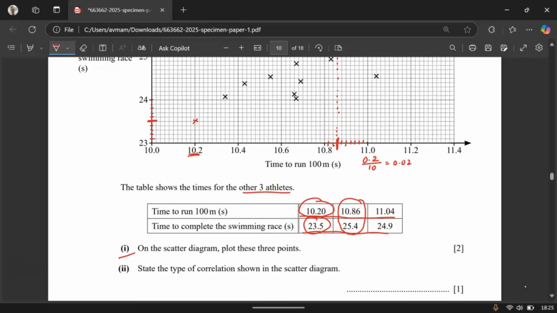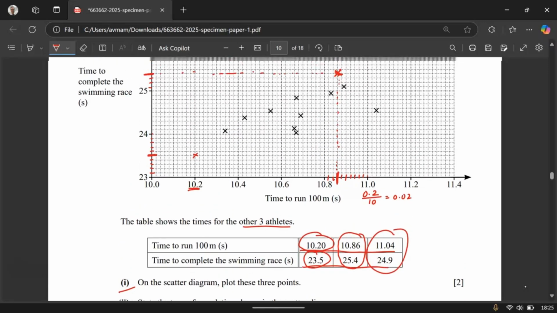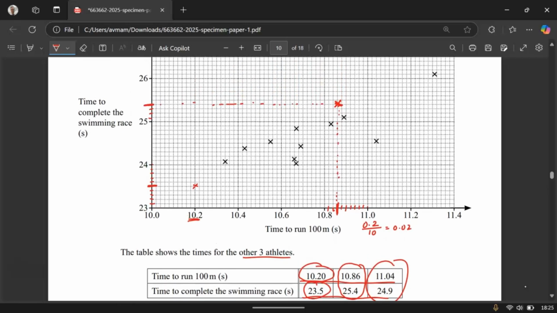Let's look at the third one, 11.04 and 24.9. 11.02, 11.04 and 24.9. 24.9 is right over here. So let's go up. Let's come across. So this is the point 11.04 and 24.9.